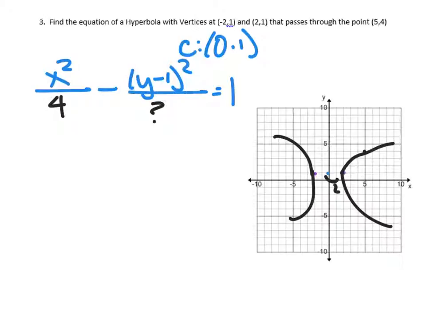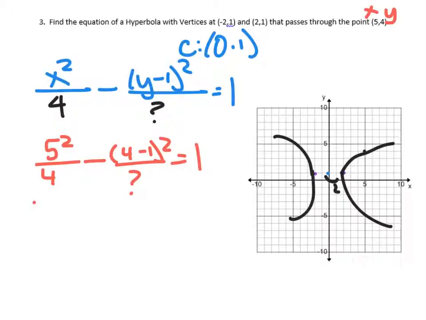I don't know what's underneath my y minus 1 squared. But I do know that I have the point 5, 4, which is my x and my y, so I'm going to plug them in. 5 squared over 4 minus 1 squared over question mark equals 1. That's 25 fourths minus, 4 minus 1 is 3, 3 squared is 9, over question mark equals 1.